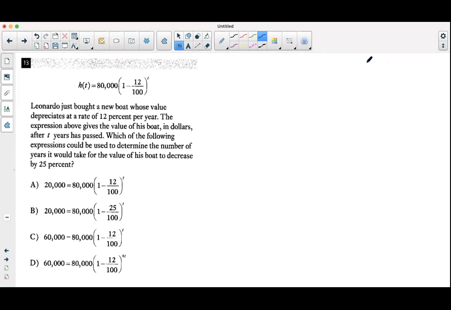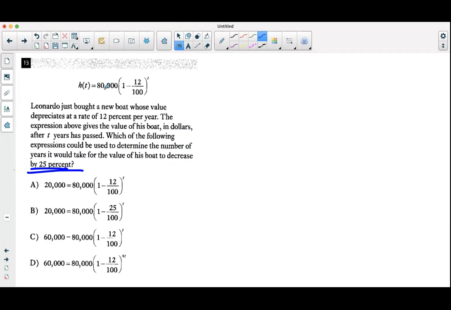Number 13 first. Leonardo just bought a new boat whose value depreciates at the rate of 12% per year. The expression above gives the value of his boat in dollars after 2 years has passed. Which of the following expressions could be used to determine the number of years it would take for the value of the boat to decrease by 25%?